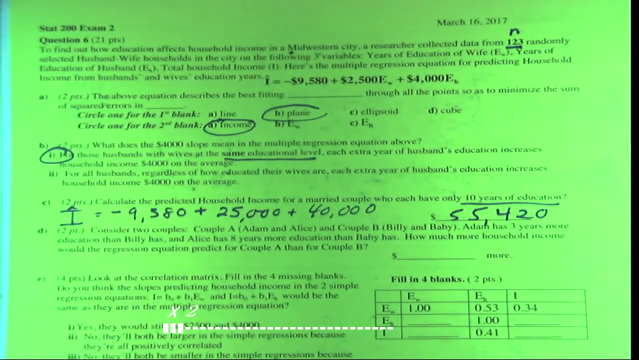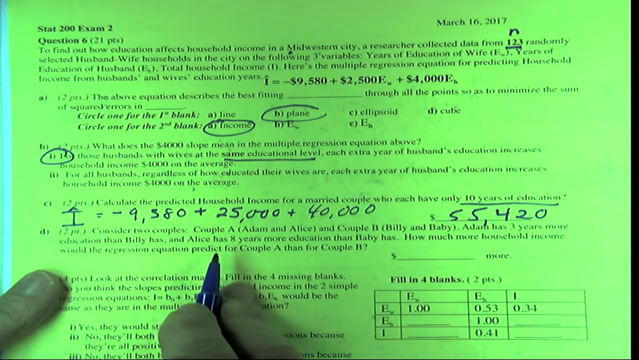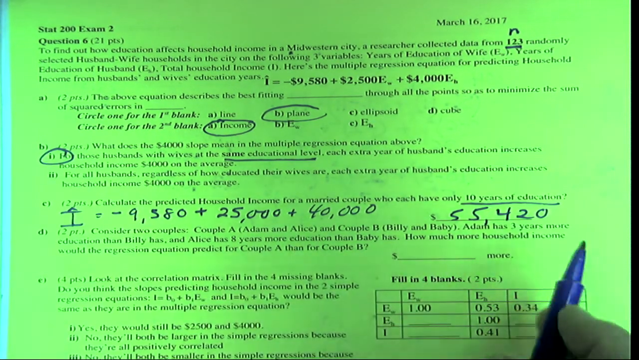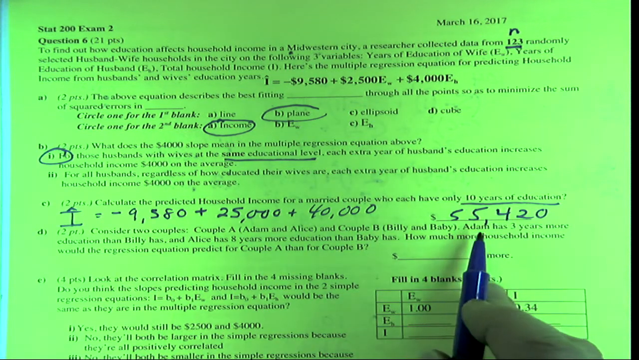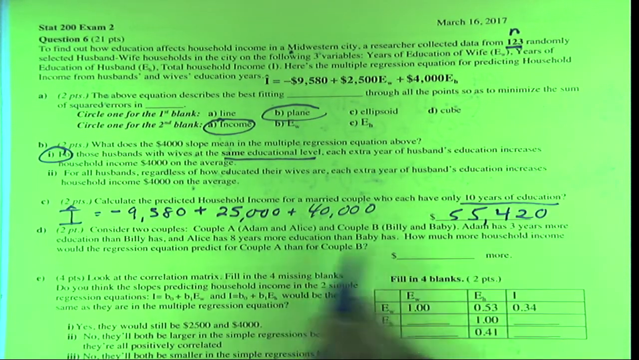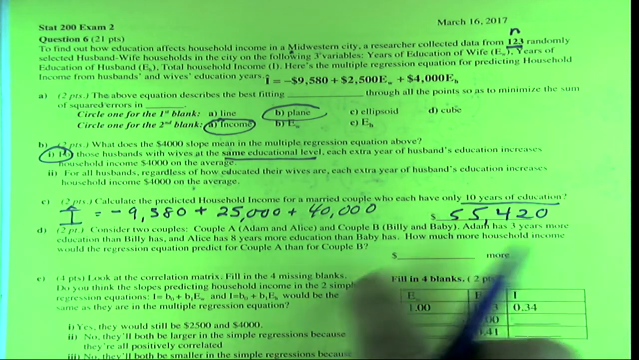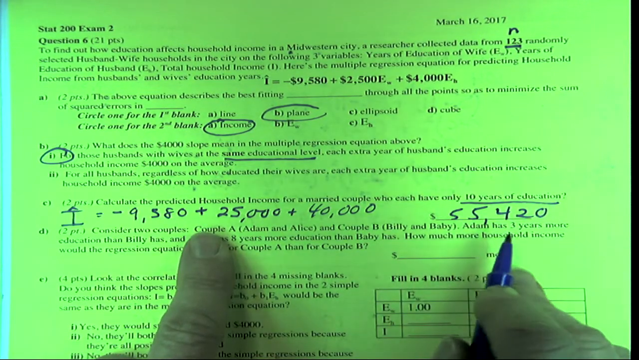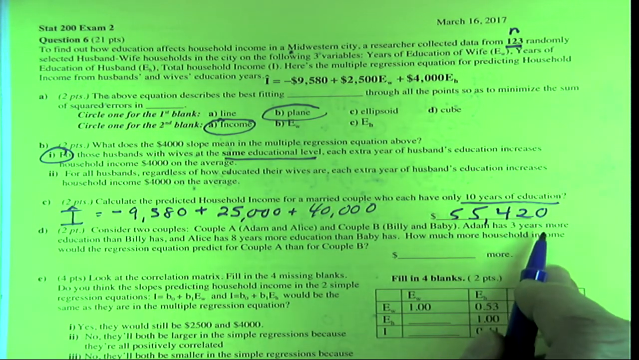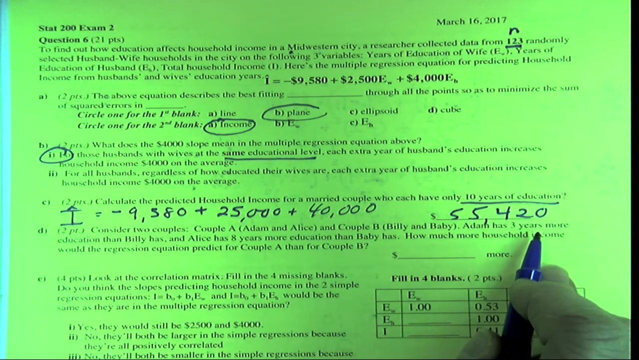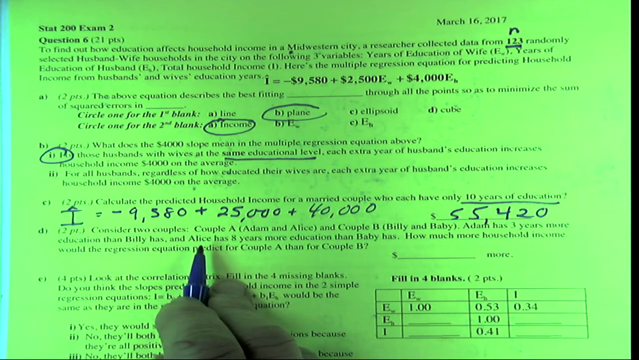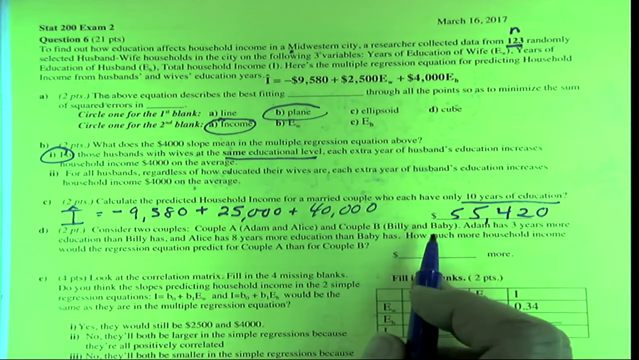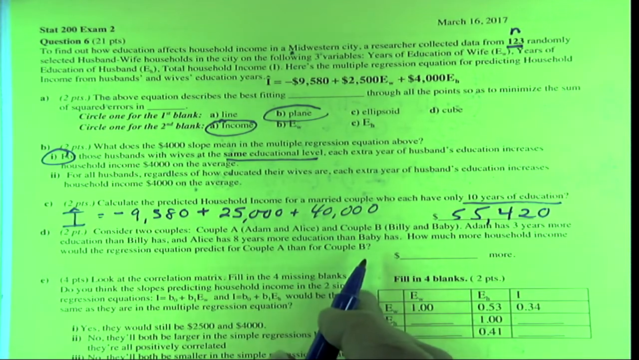Any questions on that? That's super easy. All right. Now, consider two couples. So two pairs, Adam and Alice and Billy and Baby. I just wanted an easy way to remember what was going on. So for couple A, the husband has 3 years more of education, right? And in couple A, the wife has 8 more years of education. So how much more household income would A have than B?